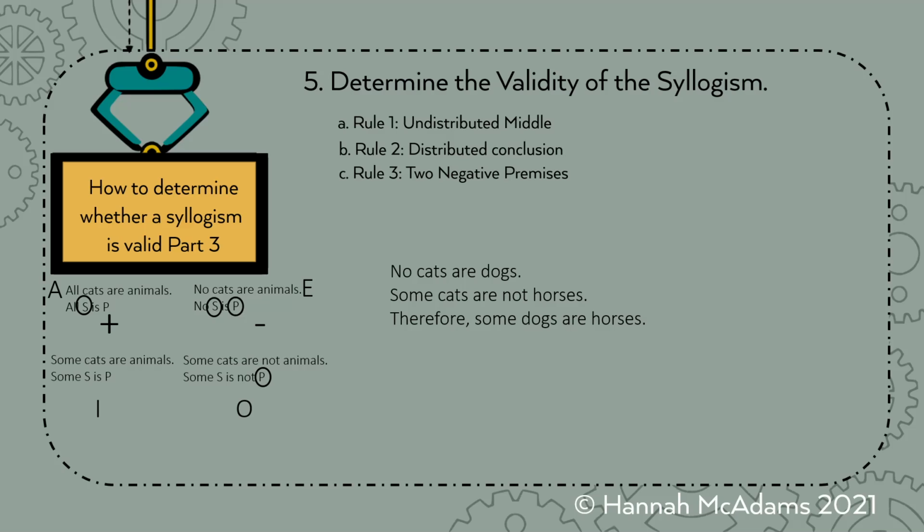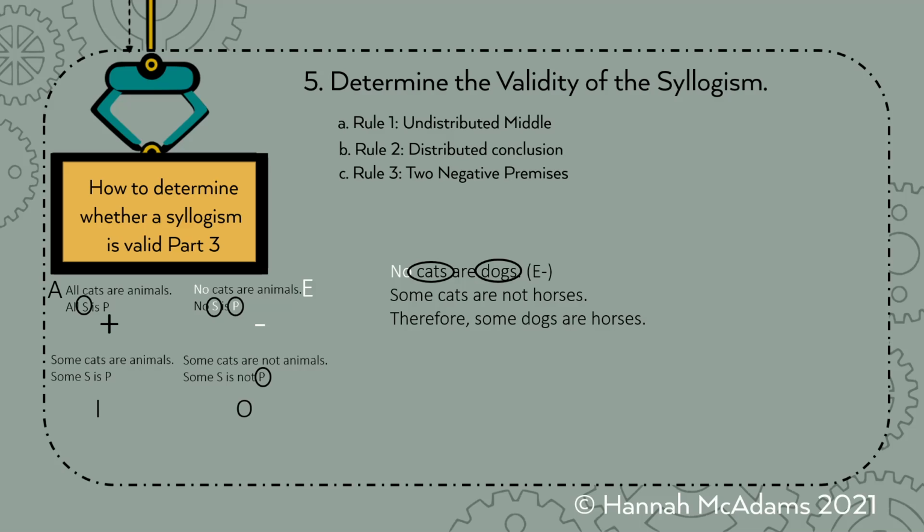The way that we determine whether it's valid is to go through all of these rules. The first rule we're going to look at today is the undistributed middle. But before we do that, I want to prep the syllogism by circling all the distributions. If we look at the first one, no cats are dogs, that's an E statement. Both cats and dogs are circled, because both the subject and the predicate are circled over on the left in the box here. It's an E and it's negative, and the reason it's negative is because it has that word no in it.